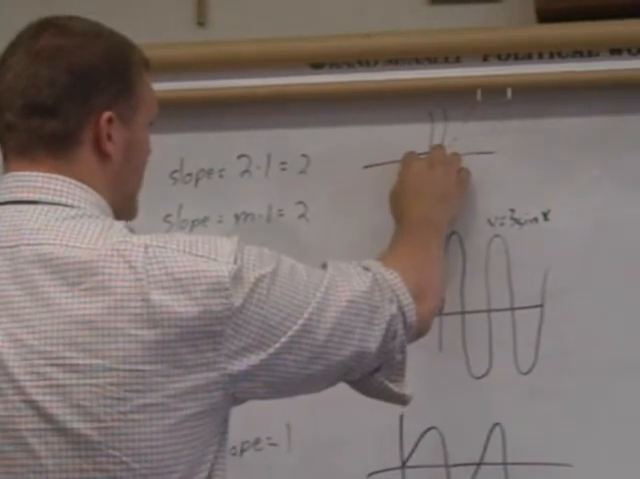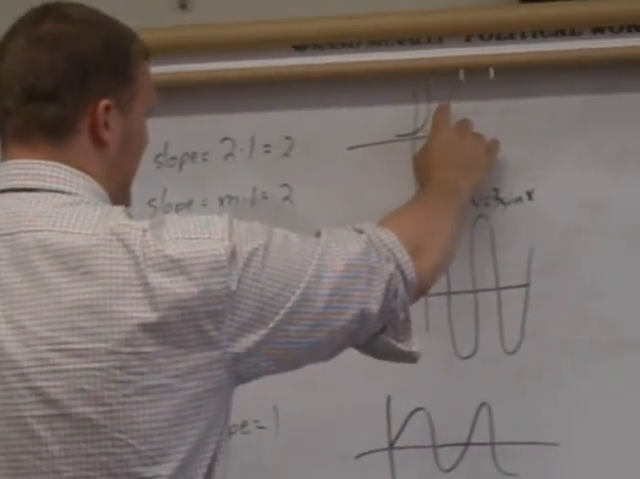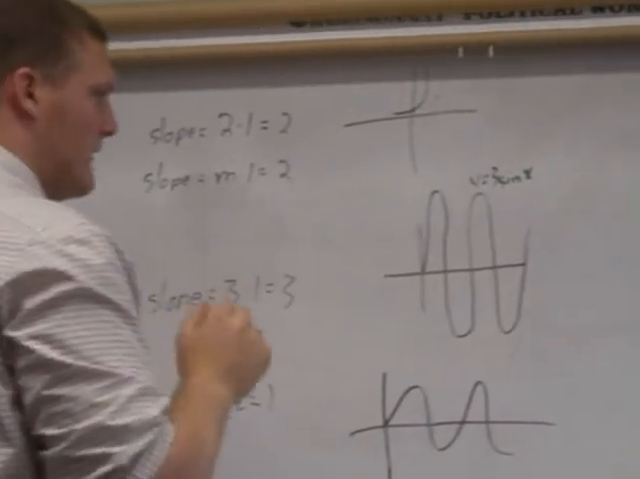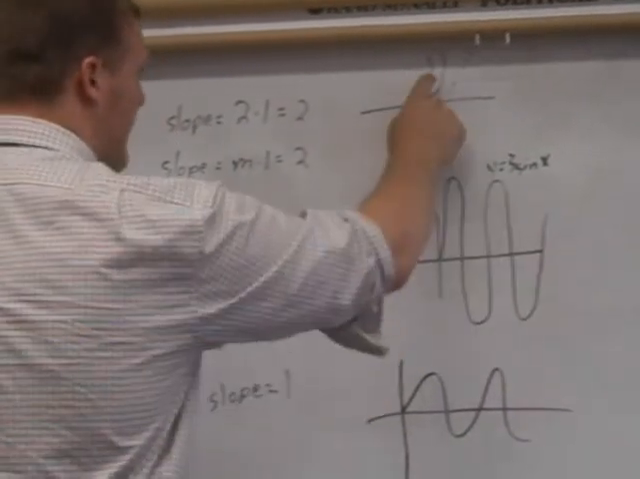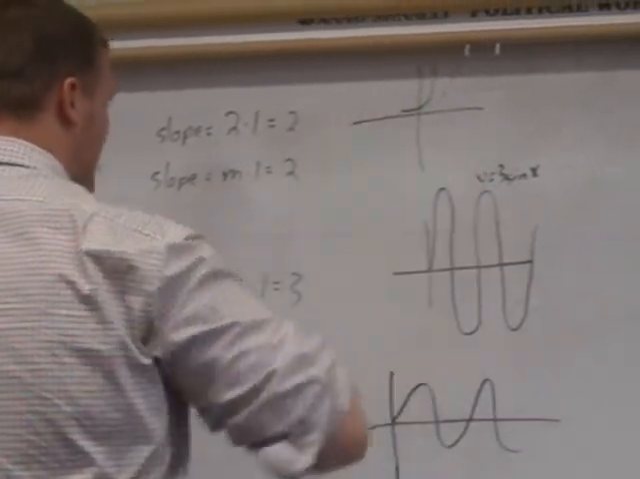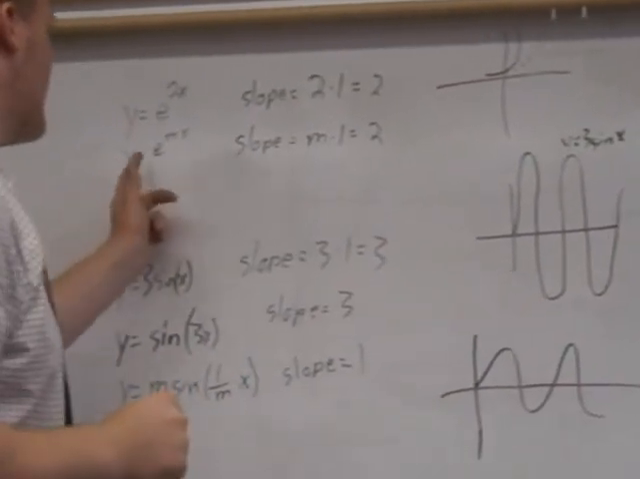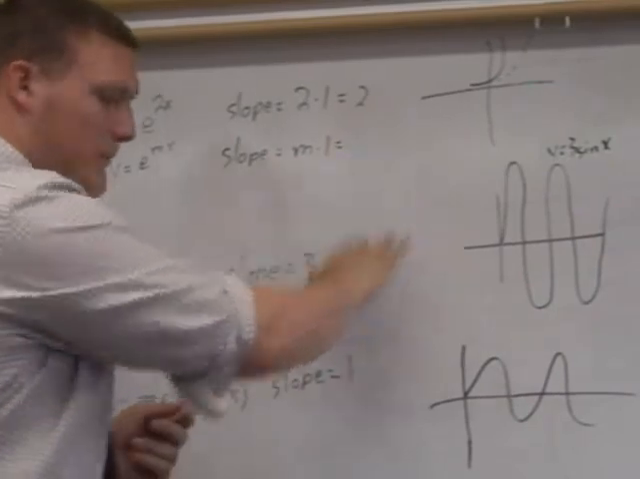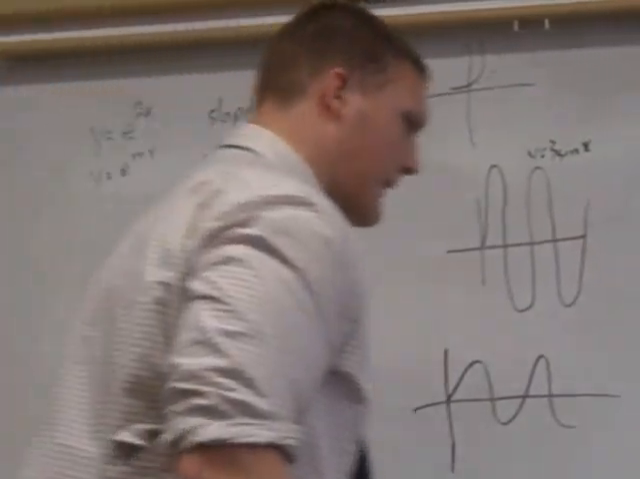And therefore, the slope here would obviously be 1, and because it's almost half again scrunched, the slope would be 2 times 1, the slope would be 2. So then if we're using y equals e to the mx, the slope would be m times 1, and the slope would be m.